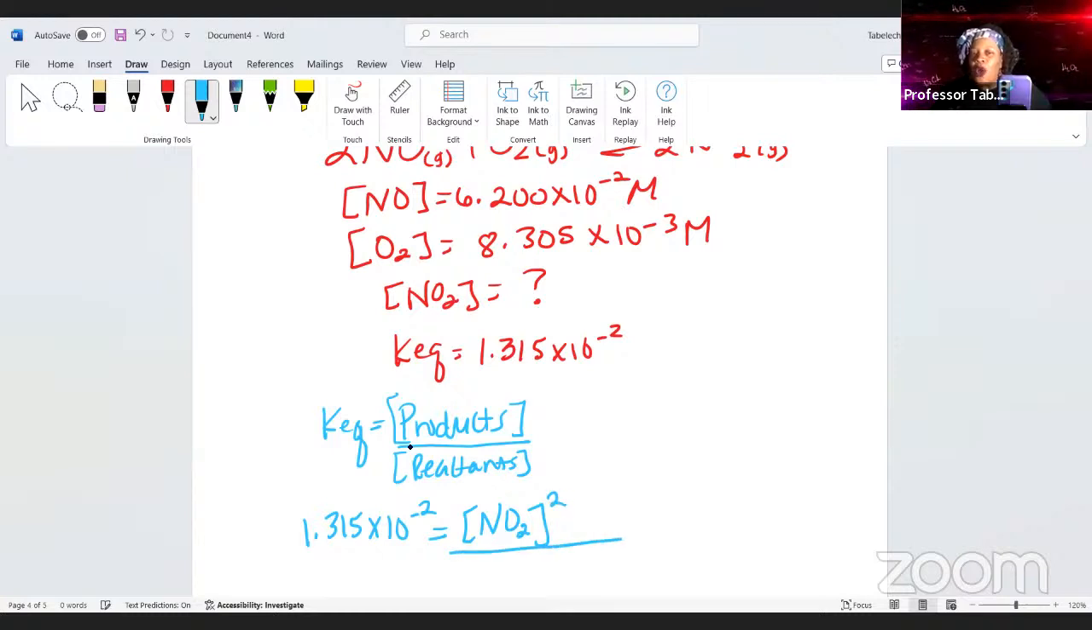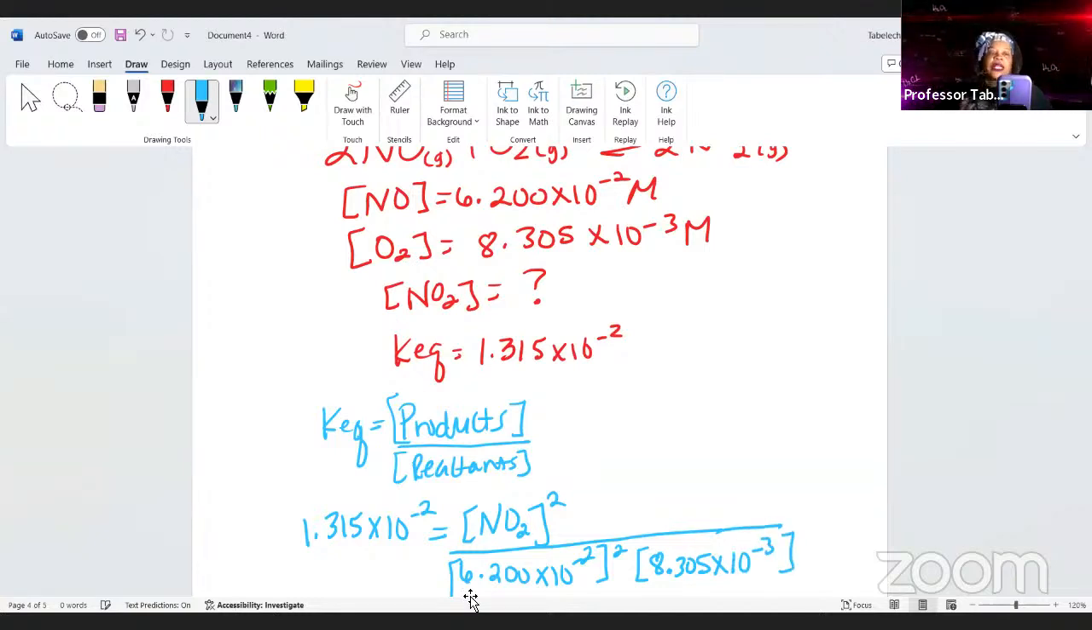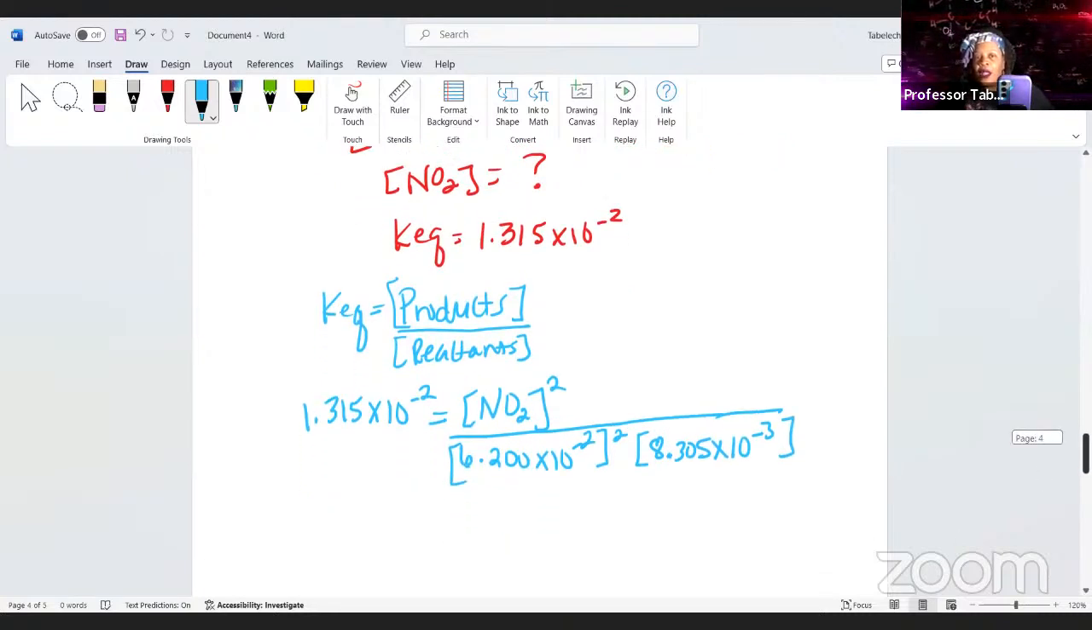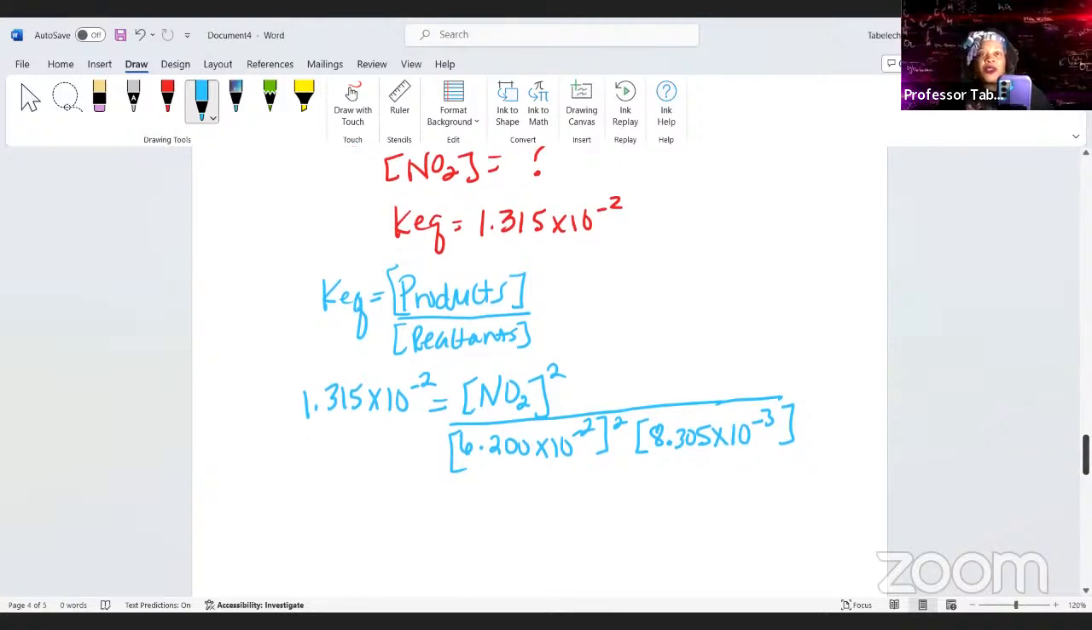We're going to divide that over the reactants. And the reactants in this case, once again, was 6.200 times 10 to the negative second power squared times 8.305 times 10 to the negative third power. Now, since we've already calculated this information on the very bottom, I'm just going to go back and pull the information from my previous problem for the sake of time. But I am going to show you how to set this up.